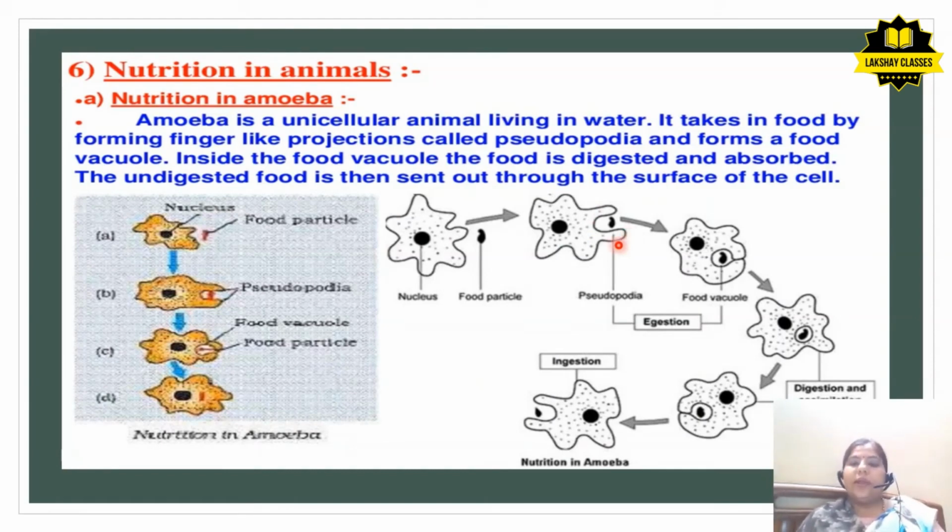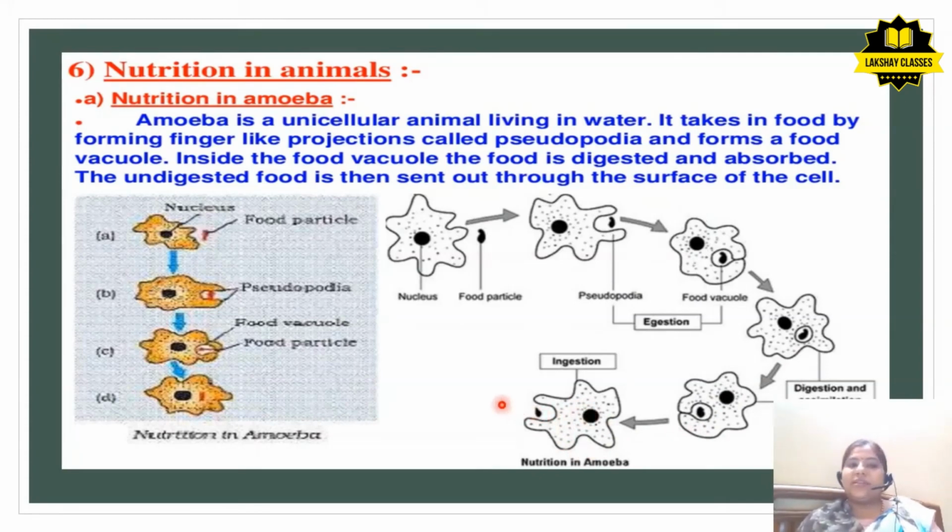So, if food is lying outside the body, first of all, amoeba will move with the help of pseudopodia and form a food vacuole like this around the food, so that this vacuole enters into the body of the amoeba. Now here, this amoeba will release certain enzymes which are called digestive enzymes, and this food will be digested. And the undigested food will be released out of the body of the amoeba.